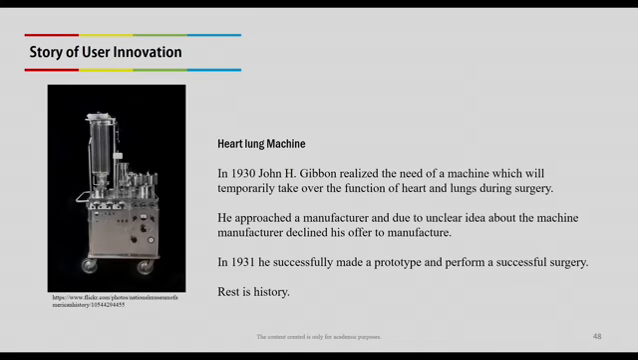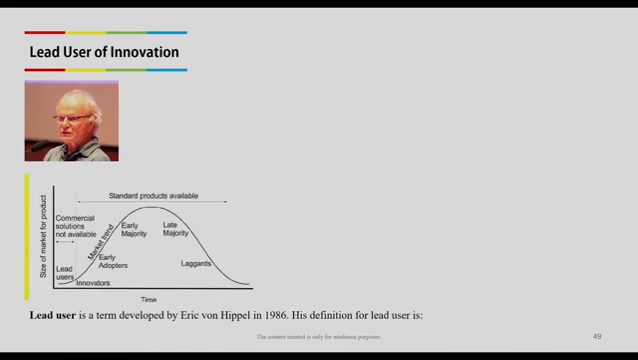Let us see one story. In 1930, John Gibbon realized the need for a machine which would temporarily take over the function of heart and lungs during surgery. He approached some manufacturers, and due to the unclear idea about the machine, manufacturers declined his offer to manufacture. In 1931, he successfully made a prototype and performed a successful surgery. Rest is history. So, now let us discuss lead user innovation.